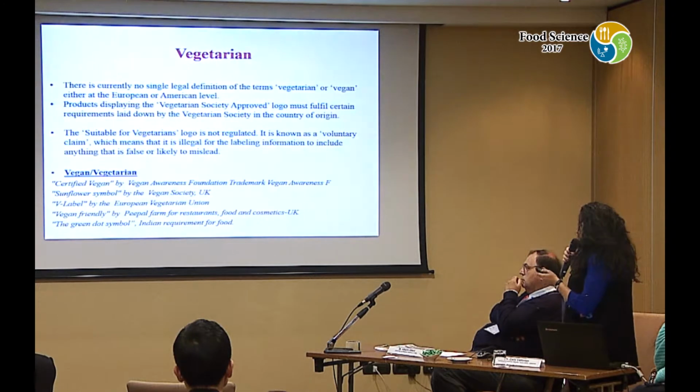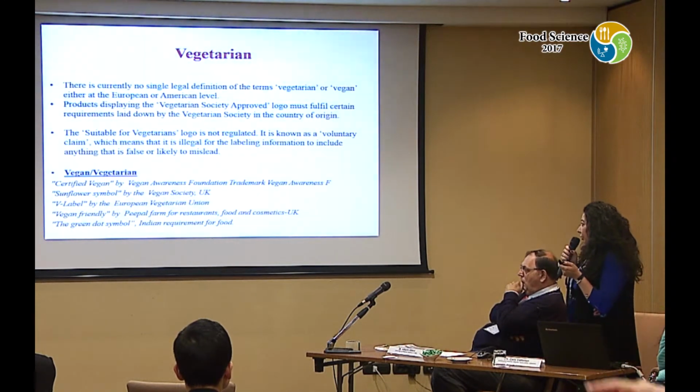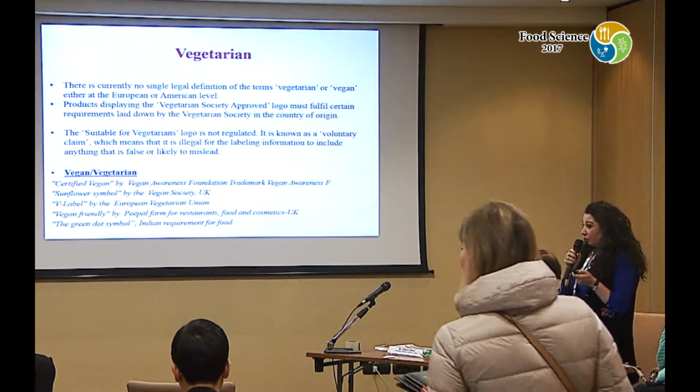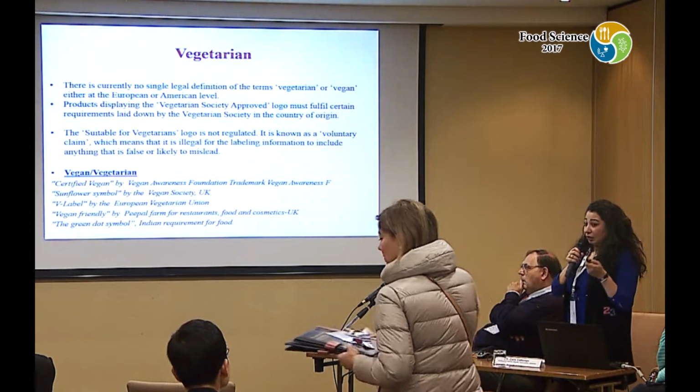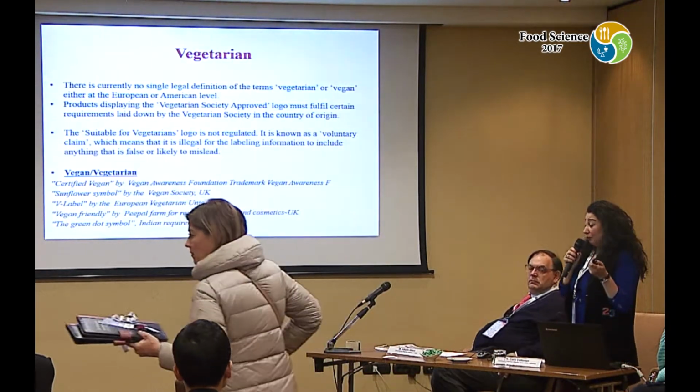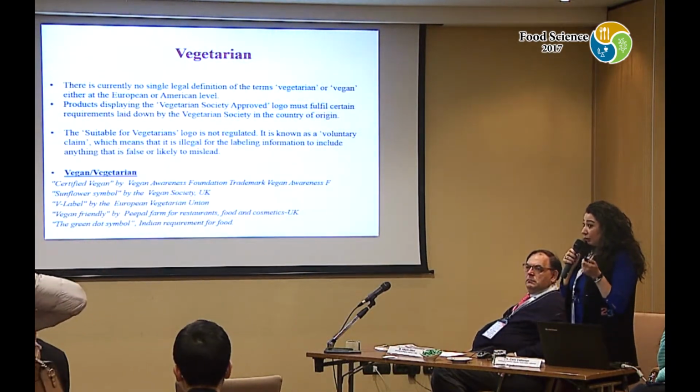Vegan, vegetarian, certified by vegan, we have the V label for Europe, we have the sunflower symbol for the UK, and we have the green dot symbol, the Indian requirement for food. So it's very good if a lot of people want to become vegetarian, but sometimes we need to know what we are buying, what we are asking for, and what logos we are looking for.